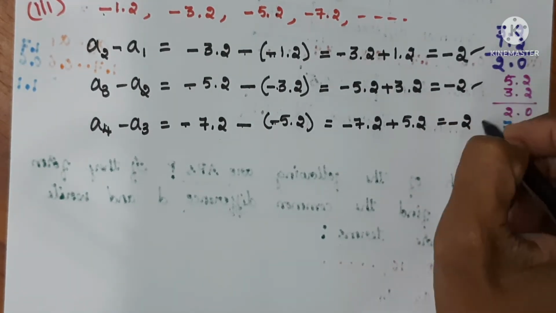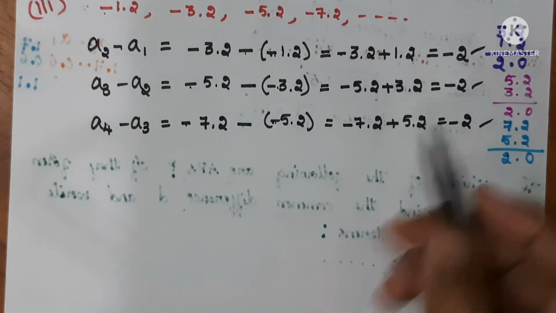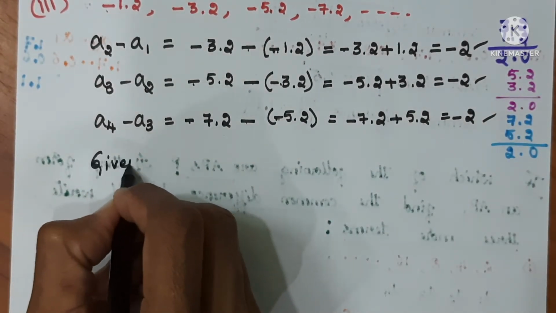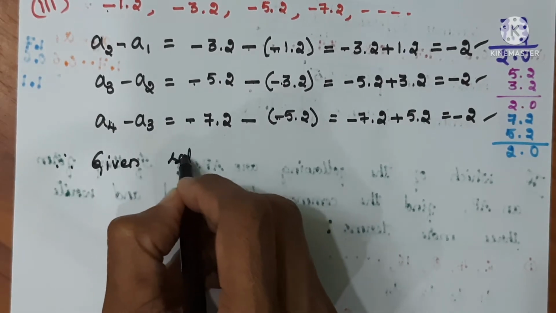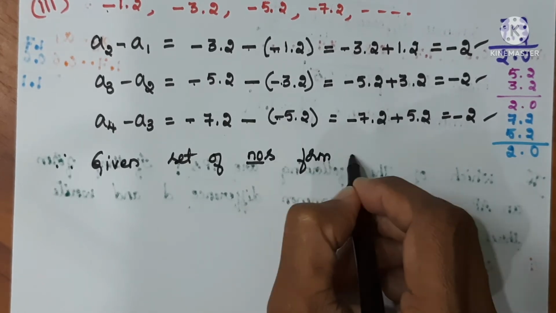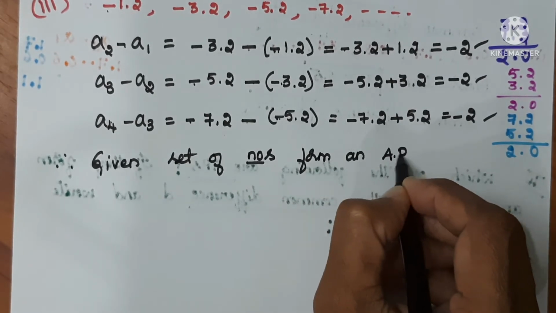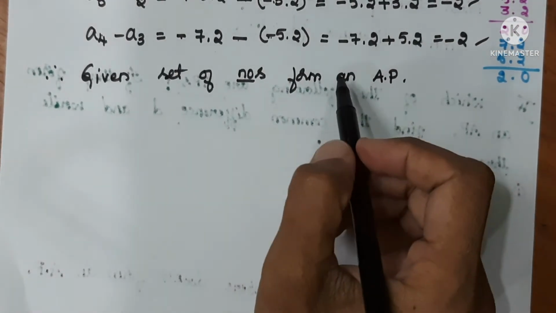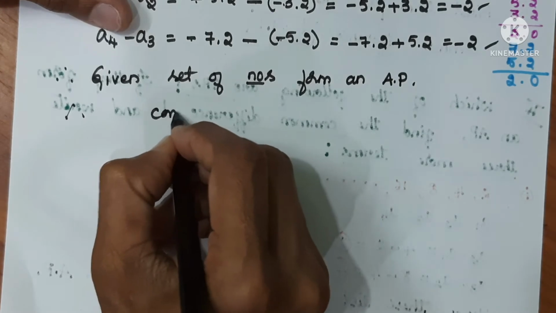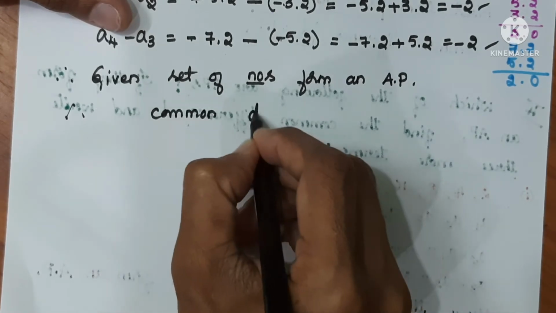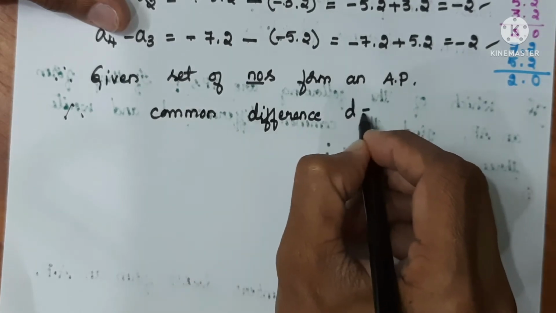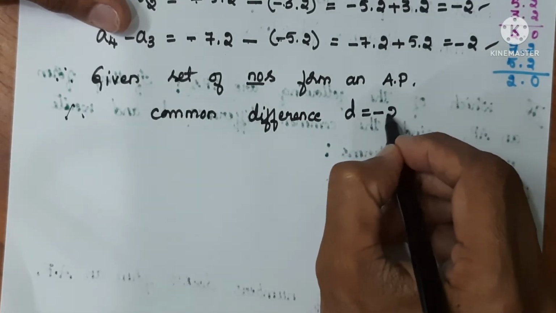Here you can clearly see that the difference is common, the same. So we can write that the given set of numbers form an AP. Again we have to write the common difference. If they form an AP, we have to write the common difference. Therefore common difference D equal to minus 2.